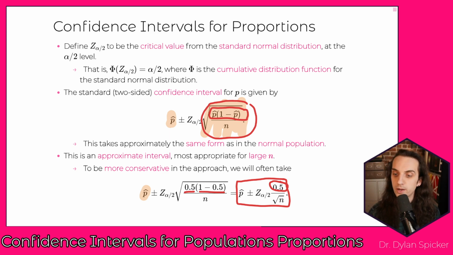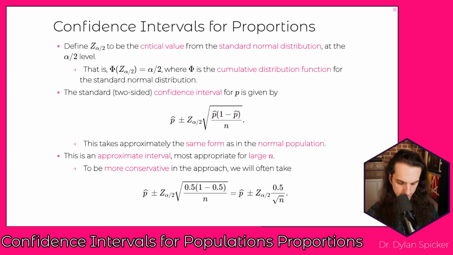And so if we want to be quite conservative with this, if we want to make sure that we're not going to have it be too narrow, because again, it is only an approximate interval, we could still get things wrong. And so if we want to be conservative in our approach, then we plug 0.5 into the standard error over here, and that's going to give us the widest possible confidence interval for the proportion. And that's going to rectify this approximation if we're worried at all about it.